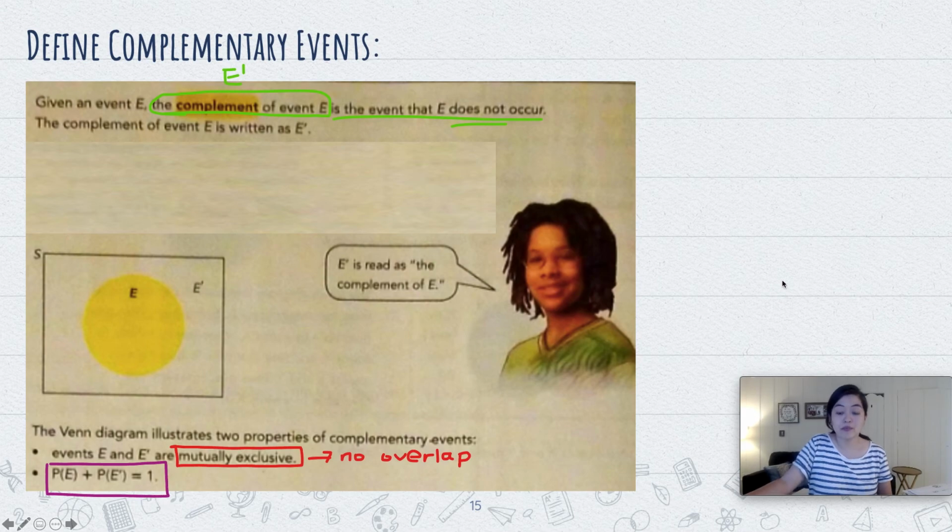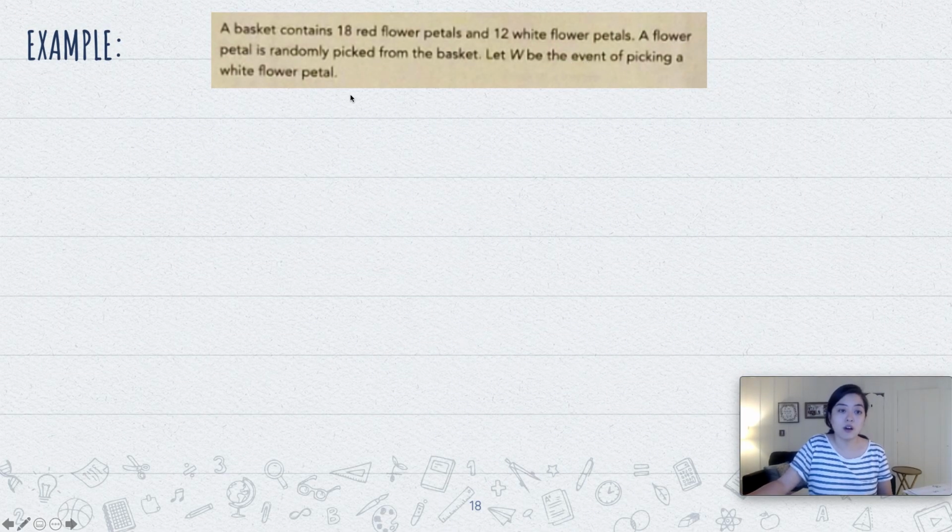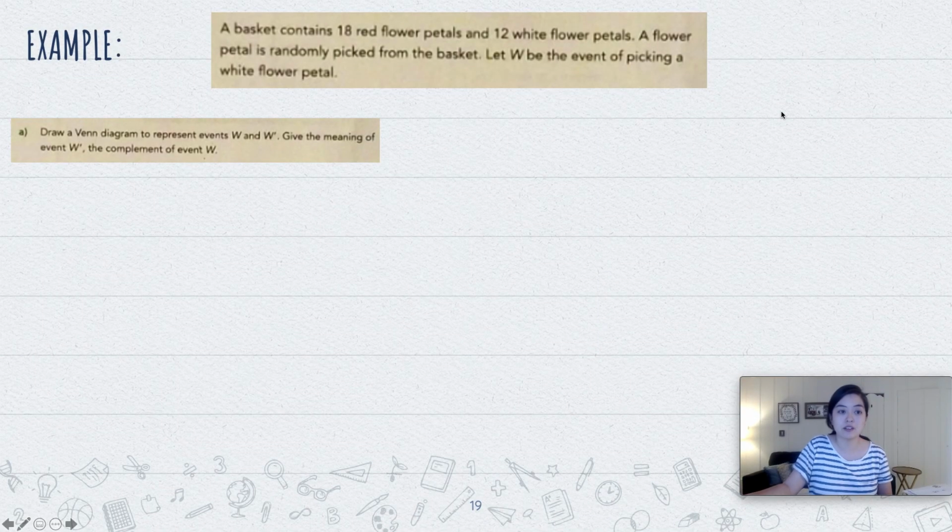All right. So now that we have that information, let's look at another example. Let's find the probability of a complementary event. We have a basket that contains 18 red flower petals and 12 white flower petals. So imagine that in your head. A flower petal is randomly picked from the basket. Let W be the event of picking a white flower petal. We're going to draw a Venn diagram to represent events W and the complement of W.